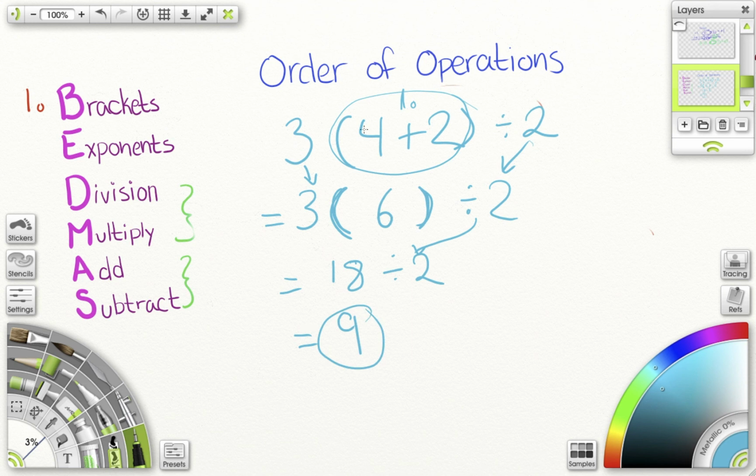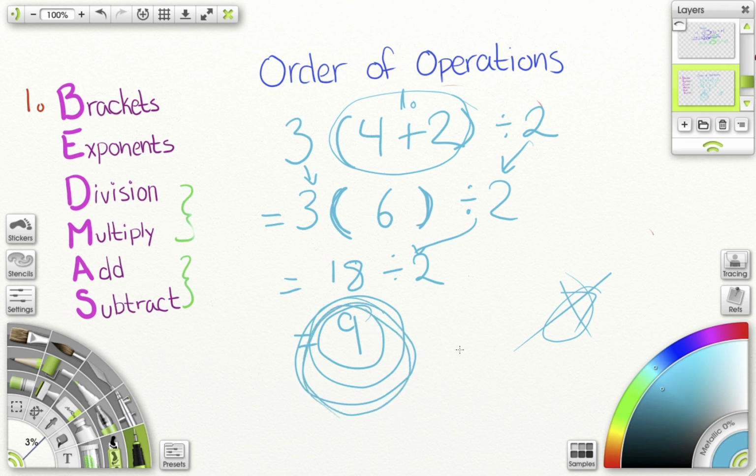What if I did it out of order? If I just did this from left to right instead of following order of operations, 3 times 4 equals 12, plus 2 is 14. 14 divided by 2 is 7. That's not the same number. So that's why order of operations is key to getting the correct answer.